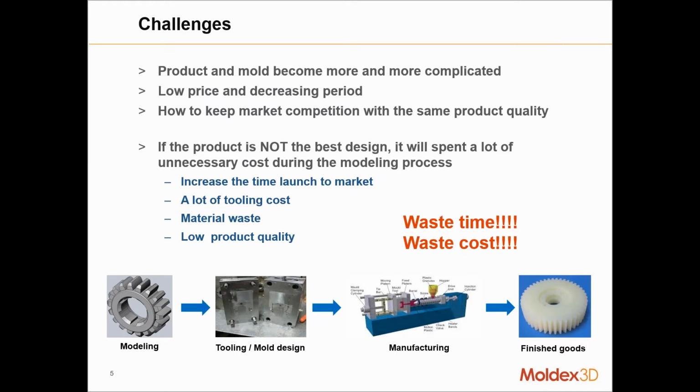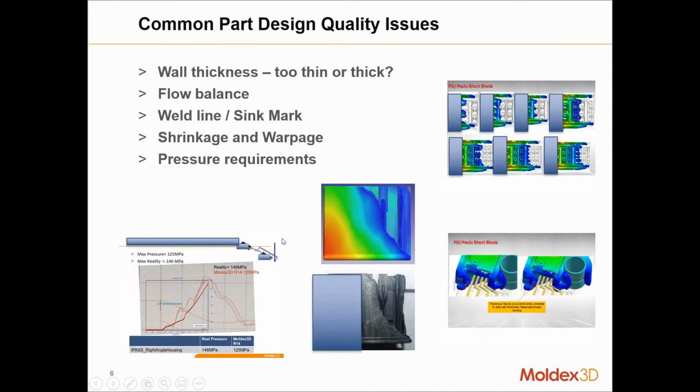So based on our experience, a lot of times when the designer designs the part, the tooling or manufacturing engineer has to go back to the part designer and ask to change the part thickness, or add ribs, or modify geometry, or add flow leaders. Those are adding time to the entire cycle. So basically, we are wasting a lot of time, and time is cost. And here are some examples to show you.